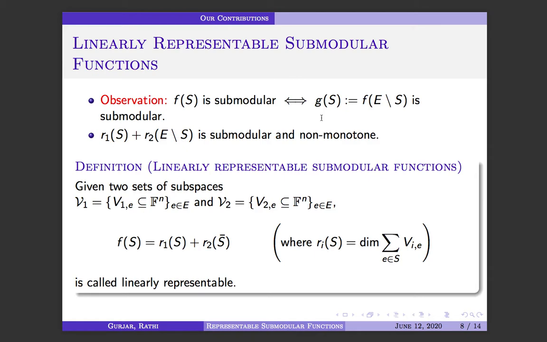So any function f is called linearly representable if there exist two sets of subspaces, say v1 and v2, and their corresponding rank functions r1 and r2, and f can be written as r1 of s plus r2 of s bar. More generally, you can have multiple rank functions and you can apply a few of them on s, say r1 of s plus r2 of s, and a few others you can apply on s complement. So you have r3 of s bar plus r4 of s bar and so on, and you can add them up, and any such function you can get will be called linearly representable.